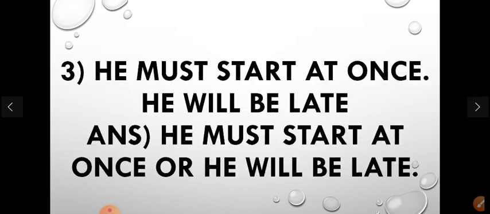Now the third. He must start at once. He will be late. So the answer would be, he must start at once or he will be late. Here are the choices between the two things, that he must start at once or he will be late. So we have to put or after once by removing the full stop. He must start at once or he will be late.